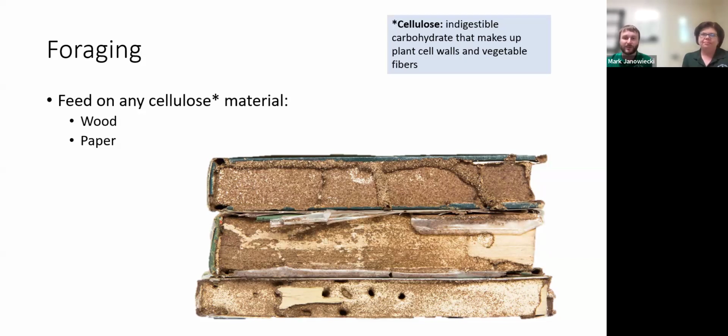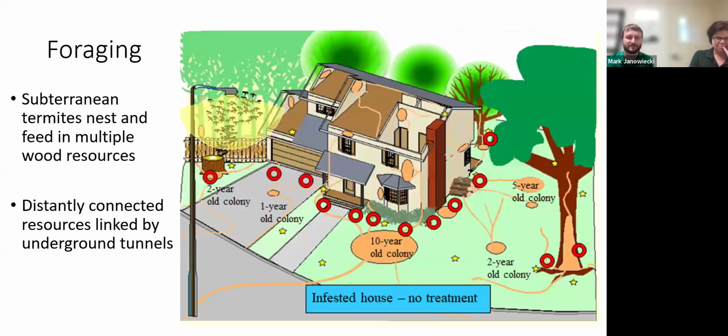Cellulose is an indigestible carbohydrate that makes up the plant cell wall and vegetable fibers. So we don't feed on cellulose. We have our Caesar salad and they'll grate some Parmesan cheese on there, but they never grate a pine log on there and have some pencil shavings put into your salad. We don't eat that because we can't break it down. And the termites can't either without those endosymbionts.